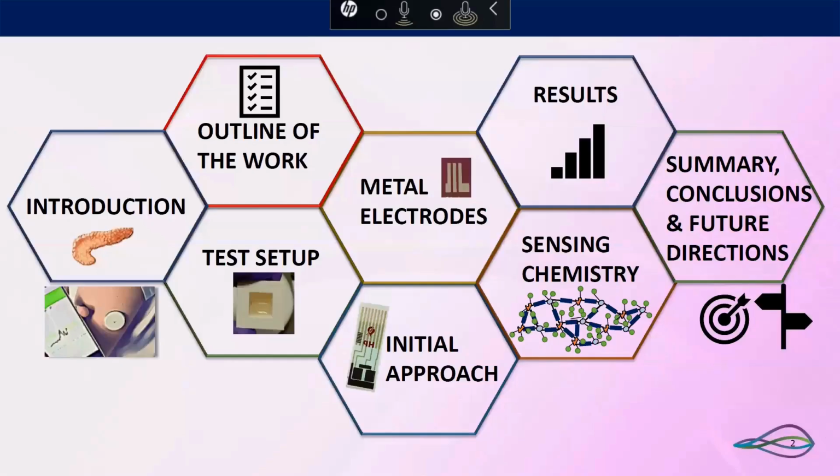The overview of the talk: I'll start with a basic introduction to the topic, including what blood glucose regulation is and the need for continuous glucose monitoring, followed by an outline of the work where we developed a test setup. We started our initial approach using commercially available SPEs, then moved to fabrication of metal electrodes, optimizing sensing chemistry, and finally the results, conclusions, and future directions.